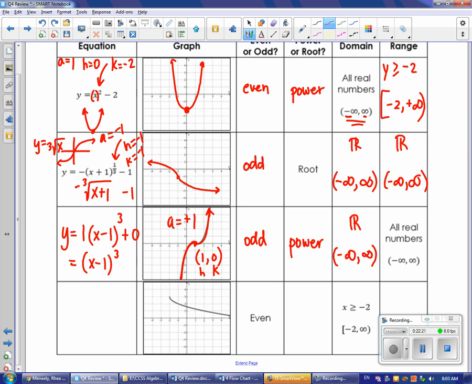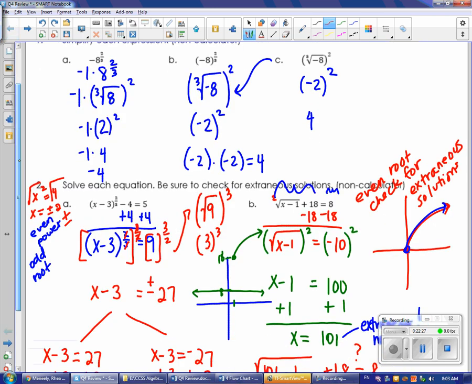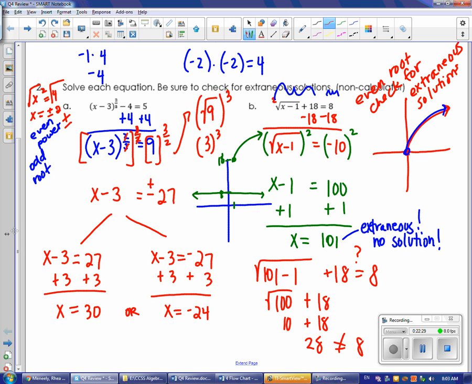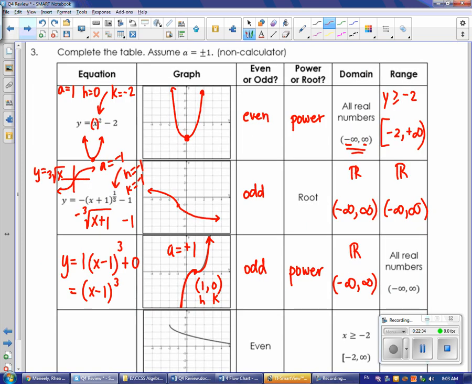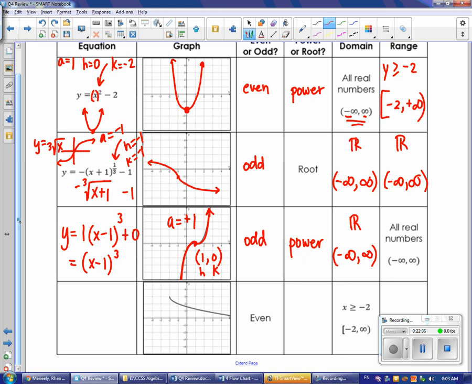All right, and then finally, in this fourth graph, we already saw in the previous example, when we were solving number 2b, what the square root function looks like. And I think you can tell from that last graph that this is a square root function. So that means if it's a square root, we already are told that it's even, but we also know it's going to be a root.